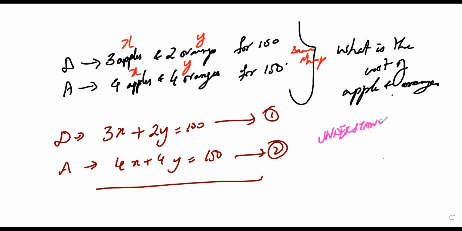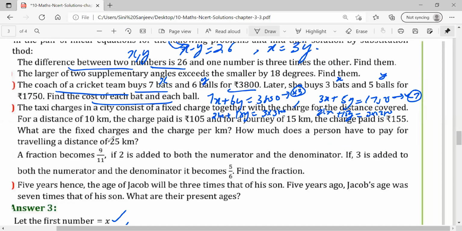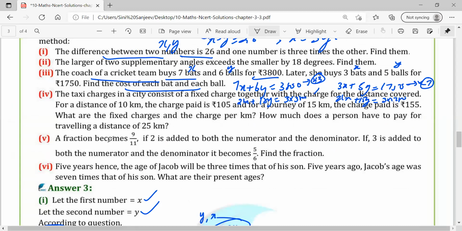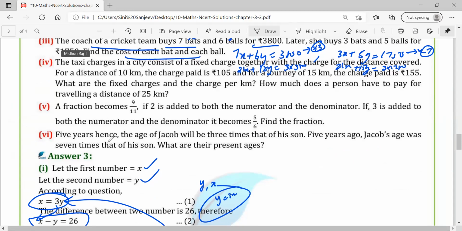Here there are two variables, right? What are the variables here? Apples and oranges, in the same shop. I want to calculate X and Y. They are not telling the cost of each apple and orange, so that's the reason I'm finding it out by using some techniques. I'm just telling the logic and going. Later on, we'll be doing the problems.